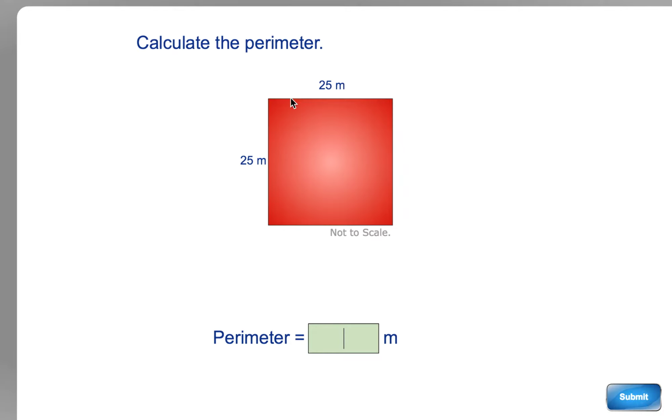This one here, again, 25 and 25, I know is 50. So this will be another 25 and another 25, which is another 50. And I know that 50 and 50 is 100.